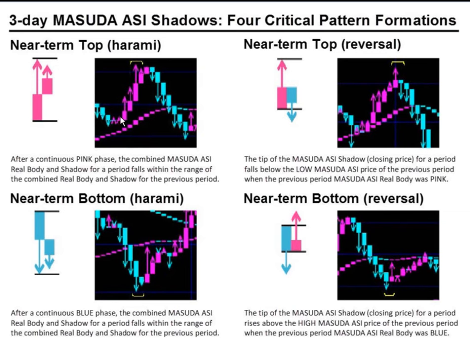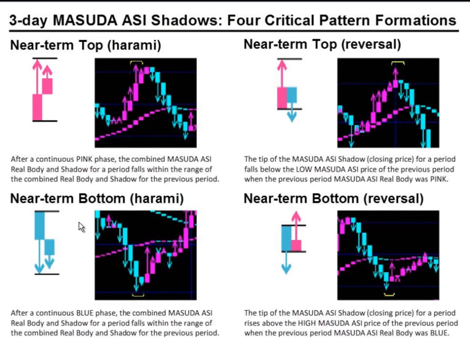After a continuous pink phase, here, the combined Masuda Ashi real body, which is this part here, and shadow, this is the shadow, for one period, falls within the range of the combined real body and shadow for the previous period. So again, what we briefly touched on before, this real body and shadow, the entire length here, is fully enclosed by the range of values of the Masuda Ashi real body and shadow for the previous period. That is what a harami is.